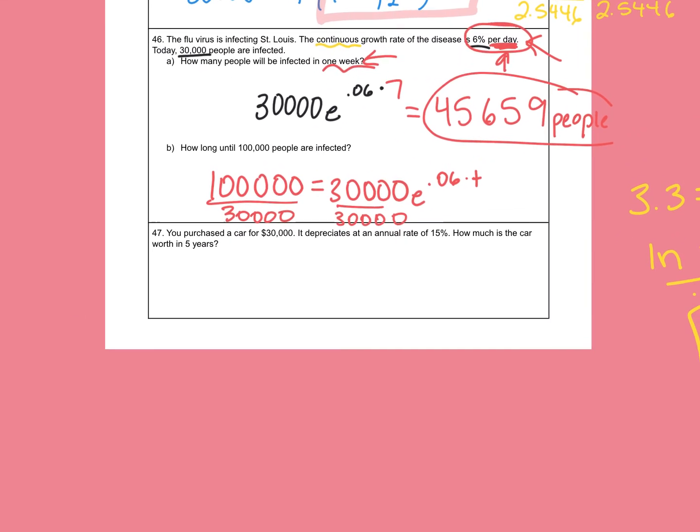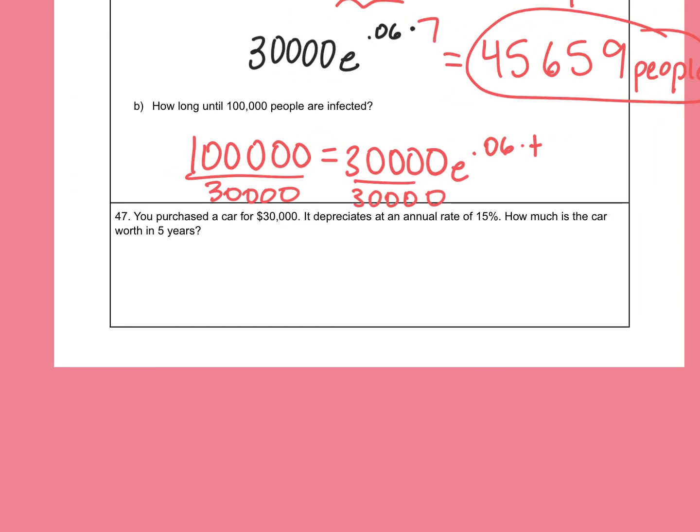And then lastly, we're almost done. You purchased a car for $30,000. This time it's depreciating at an annual rate of 15%. How much is the car worth in 5 years? So this one is an exponential decay one. So 30,000 is that initial investment. 1 minus that rate, so 0.15. And then we take that to the T power. And when you type that in, you should get $13,311.16.